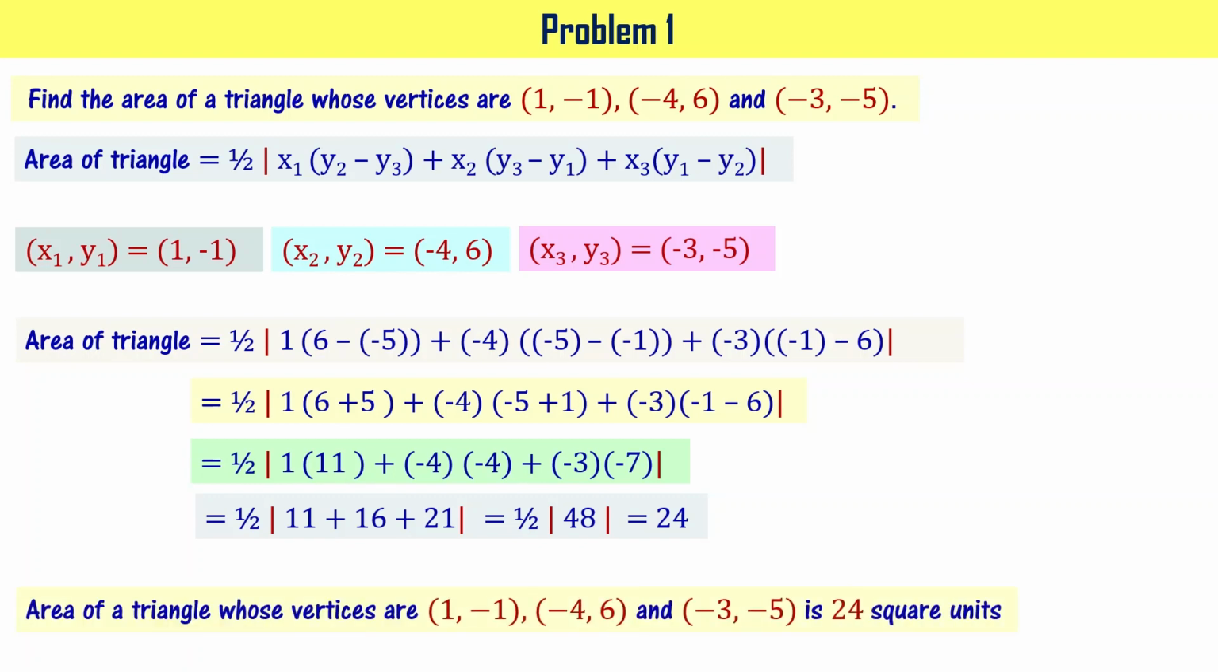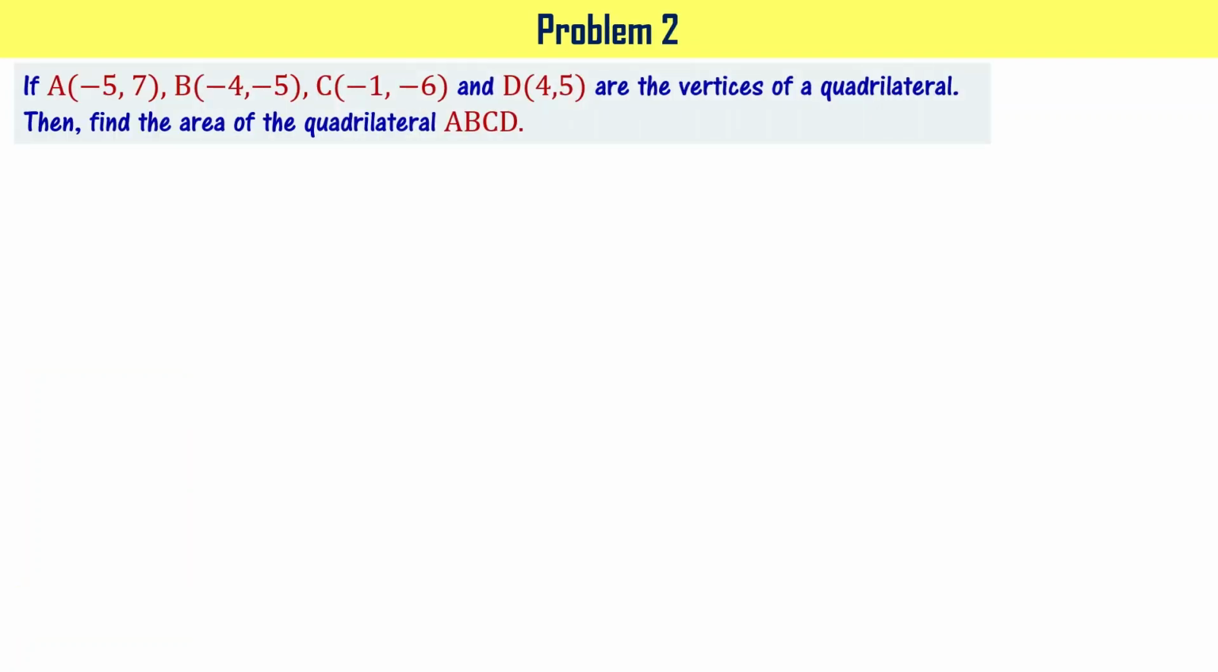So I can write the area of the triangle whose vertices are 1 comma minus 1, minus 4 comma 6, and minus 3 comma minus 5 is 24 square units, right? Let's go to the next problem. That is problem number 2. If A equal to minus 5 comma 7, B equal to minus 4 comma minus 5, C equal to minus 1 comma minus 6, and D equal to 4 comma 5 are the vertices of a quadrilateral, then find the area of the quadrilateral ABCD.